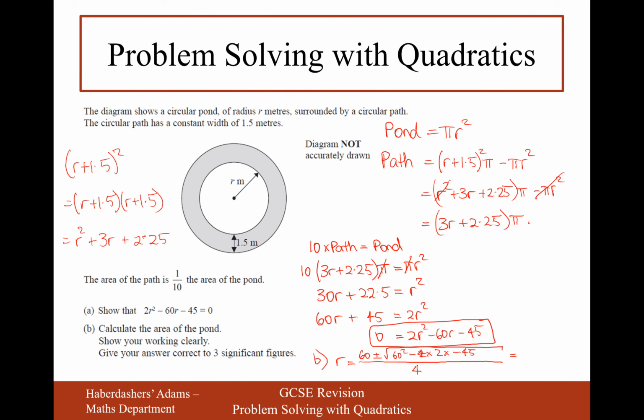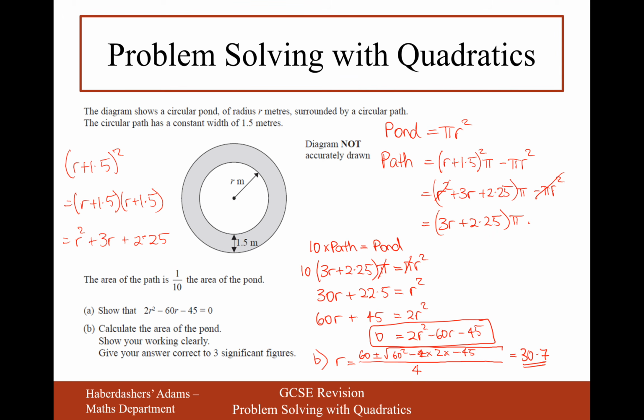So you can't see it, but I'm now typing it into my calculator. 60 plus the square root of 60 squared minus 4, so that's typed in 30 by accident. 60 squared minus 4 times 2 times minus 45, so it's negative 45, over 4. And that gives 30.7. See if there's a negative solution. No, not really. 30.7.